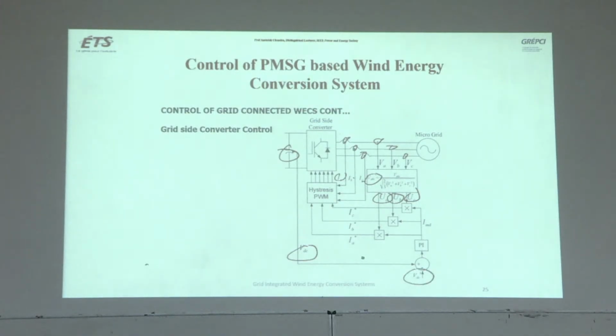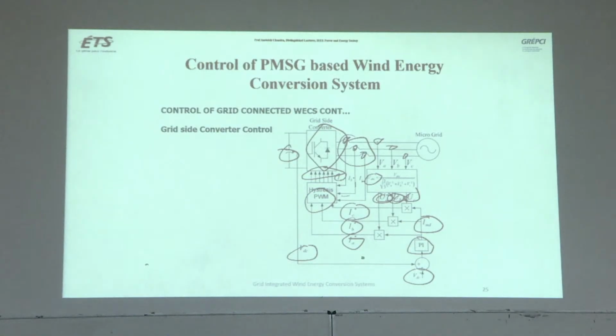You have reference VDC, PI controller. So this is the amplitude of the grid current, and you multiply it with the unit vector. This will give you IA reference, IB reference, IC reference, which are coming to hysteresis or PWM control, and with the measured current, you can then generate the signal for the grid side converter.